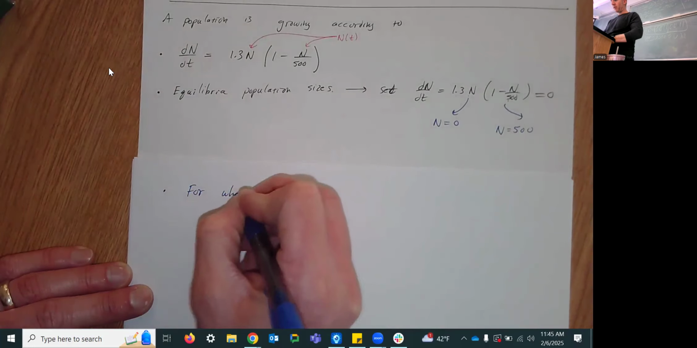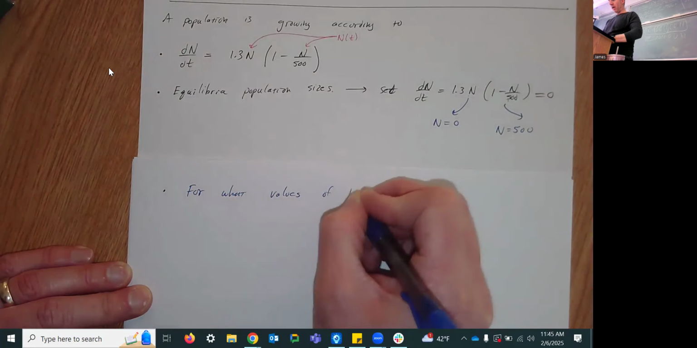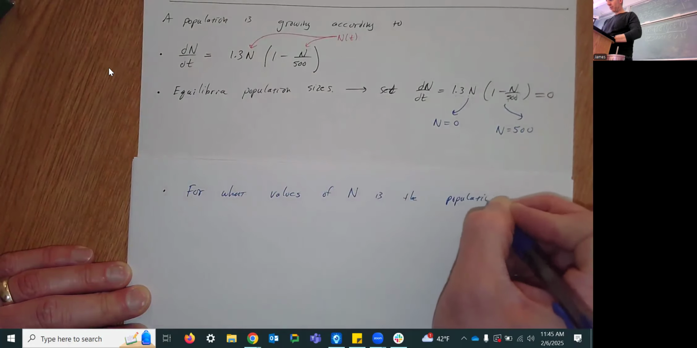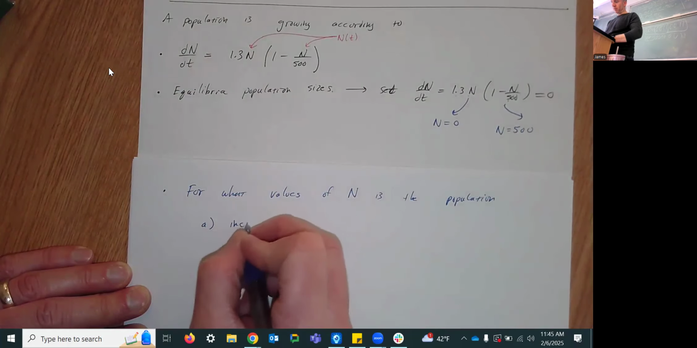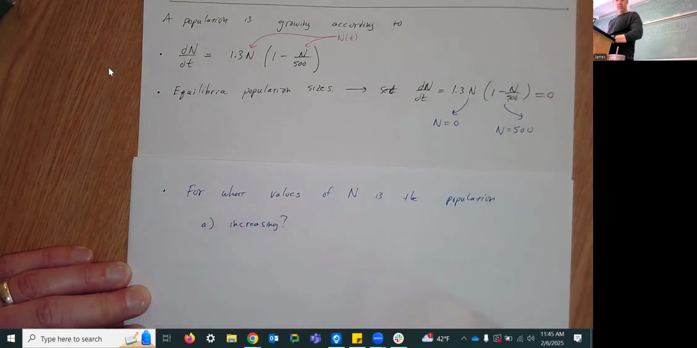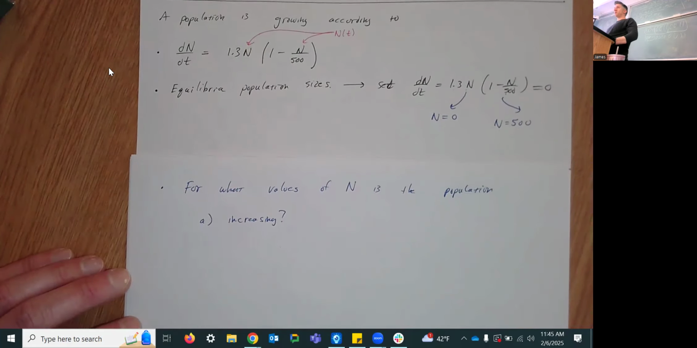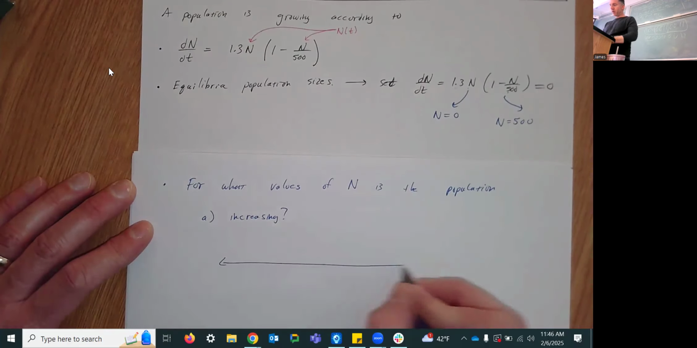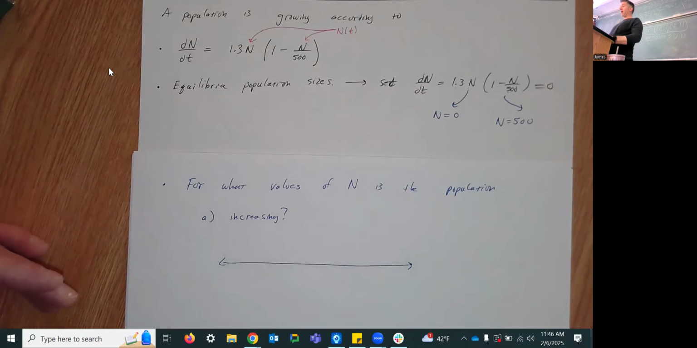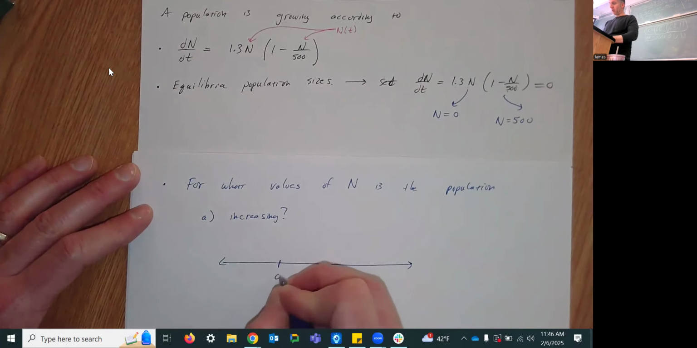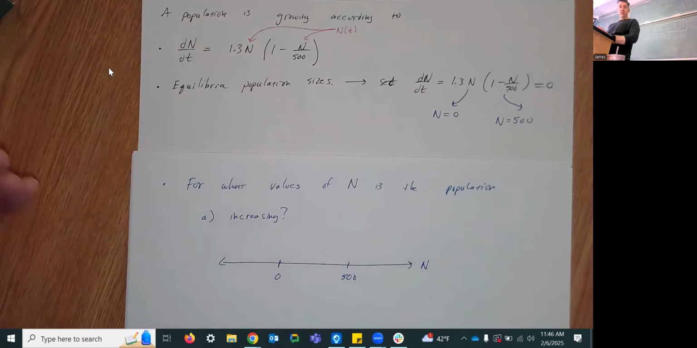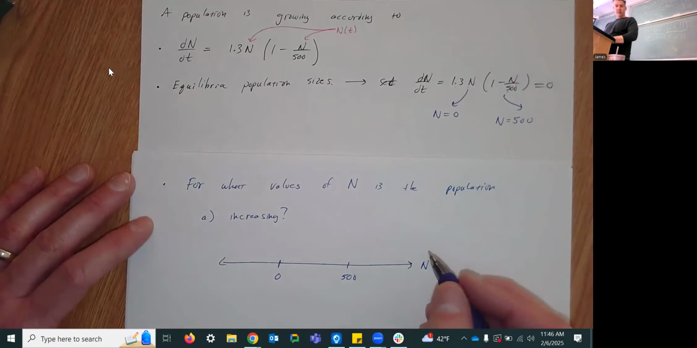So for what values of n is the population increasing? Well, the easiest way to do this is just to plot these things on an envelope. So we have our equilibrium values where n is neither increasing nor decreasing. So if n is equal to 0 or 500, the population is neither increasing nor decreasing.